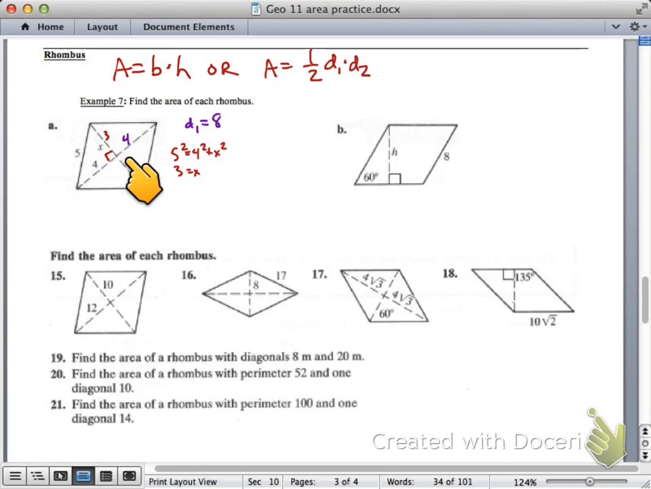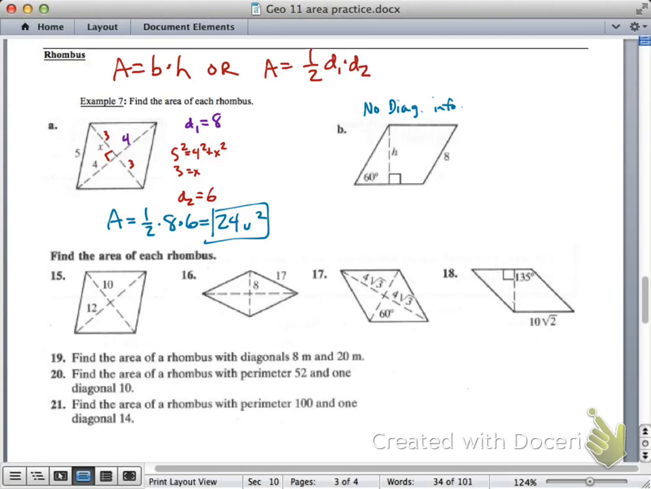So here's how that works. The diagonals are 8. 4 plus 4 is 8. And 6. 3 plus 3 is 6. So we can go 1/2 of 8 times 6 is 24 units squared. When it uses the diagonals, use that. On question B, just use it like a parallelogram. We don't have diagonals, so use base times height to find the area. Okay? All right. Those are all of the formulas. Go ahead and see if you can do the odd ones here of 15, 17, 19, 21, and then you're done.